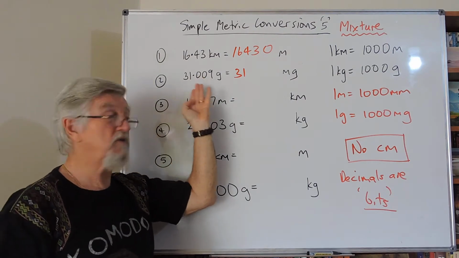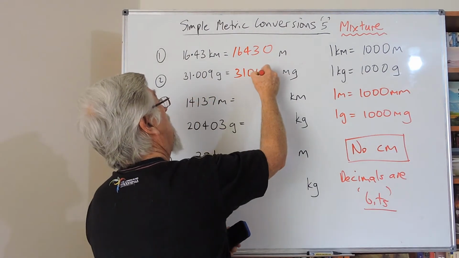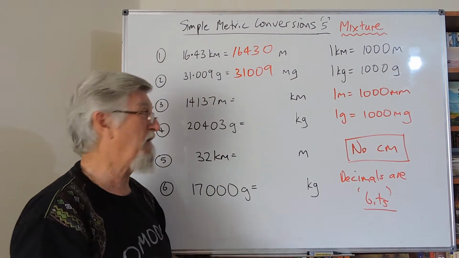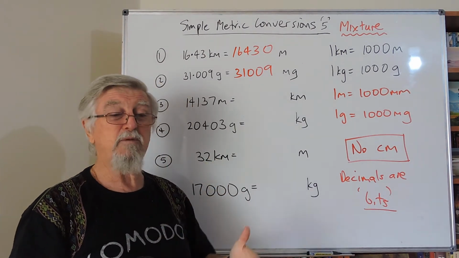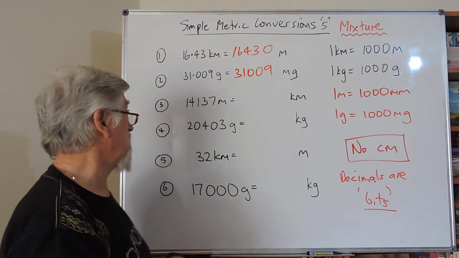You can't ignore the zeros. The zeros still have to be there all the time. And you know, people make just lots of silly mistakes. They can be comfortable with this and just make silly mistakes on it.